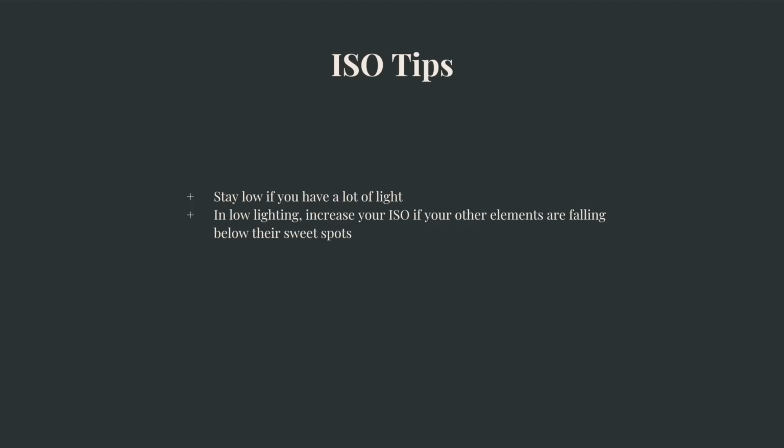Pretty simple with these. Just stay low if you have enough light to work with. I'm usually shooting at ISO 100 unless I'm shooting in a dark environment. And then in low lighting, if my sweet spots of my shutter speed or aperture are needing to drop below what I usually want them at, then I'll increase my ISO to give me a little extra light to work with so I can stay at those sweet spots and make sure that my shutter speed is as fast as I want it and my aperture is as wide as I want it.